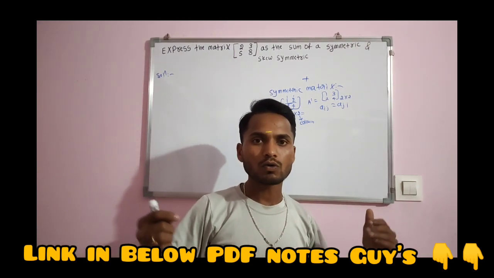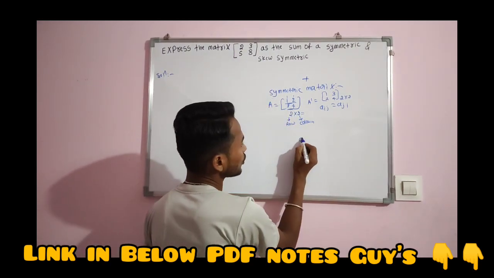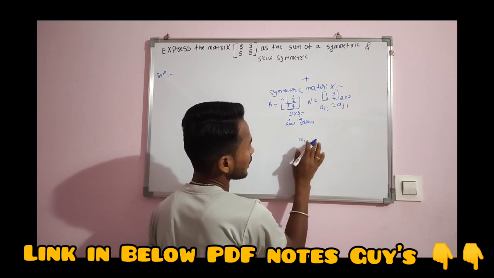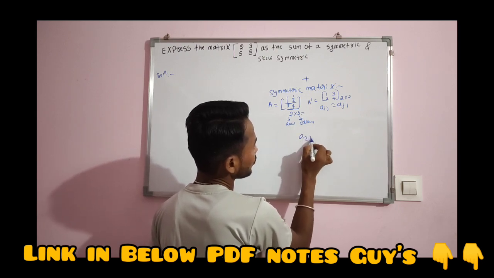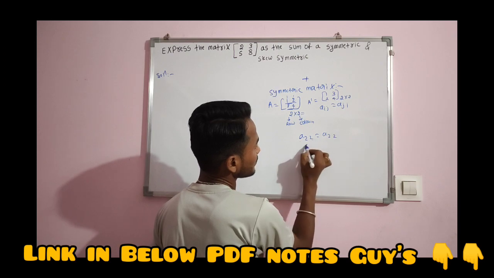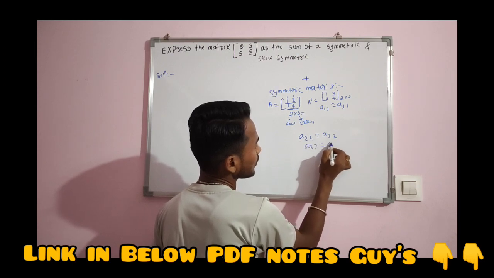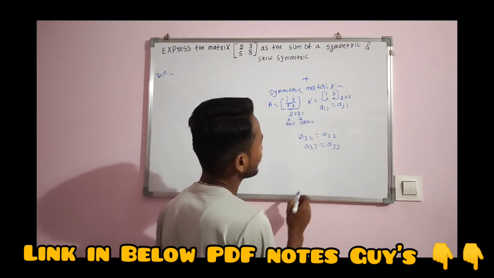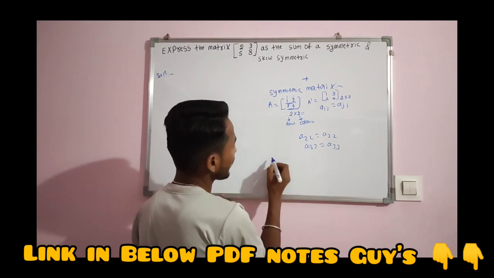How do you write this equality? A12 equals A21, A22 equals A22, A33 equals A33, and so on. This is for a 3 cross 3 matrix. Another formula.